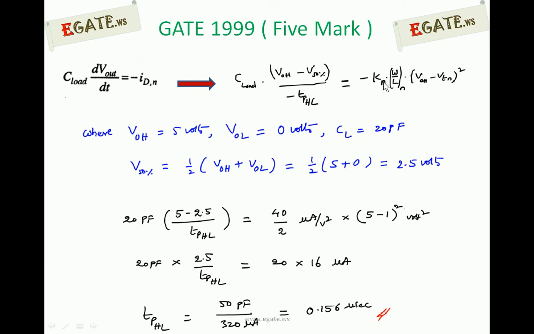So only a small mistake is over here: it is Kn by 2, not Kn. Okay, thank you.